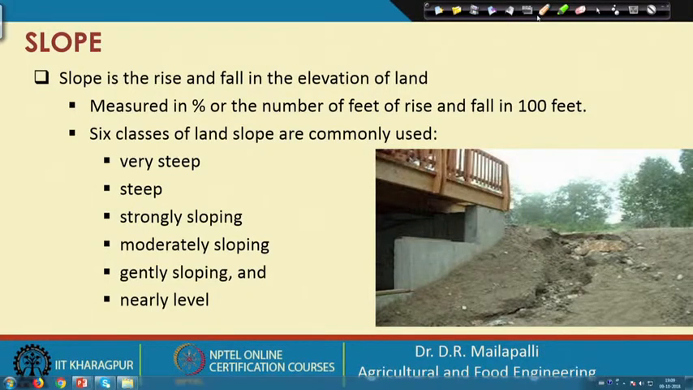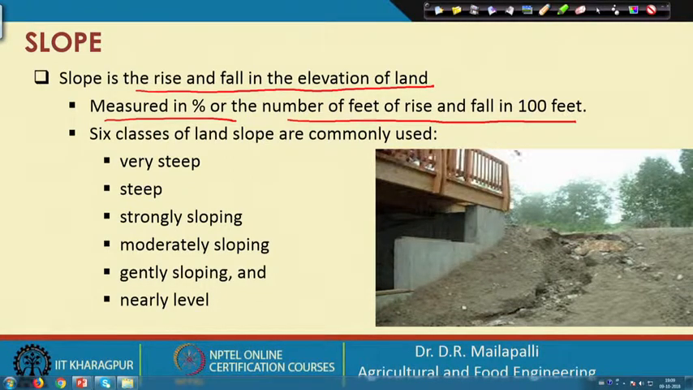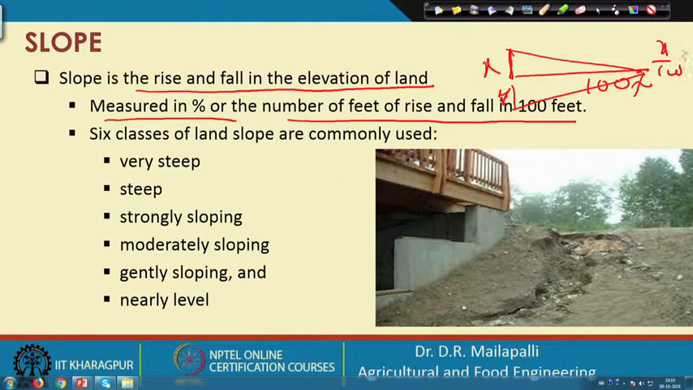And the next is the slope. Slope is the rise and fall in the elevation of the land, I mean depression and elevation. It is measured in percentage, as the number of feet of rise or fall in 100 feet. Suppose in 100 feet the rise is x, or maybe the fall is y. So, x by 100 in percentage gives you the slope.